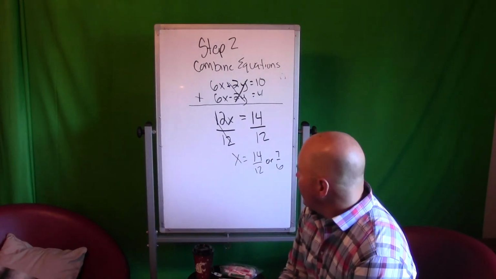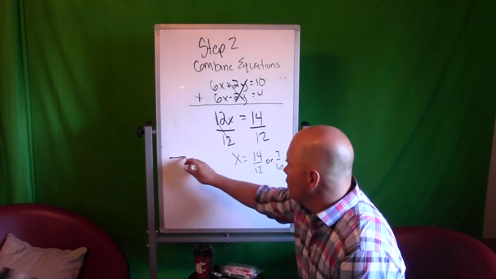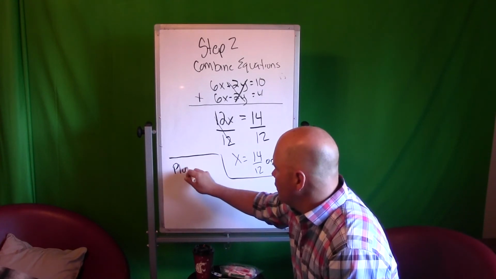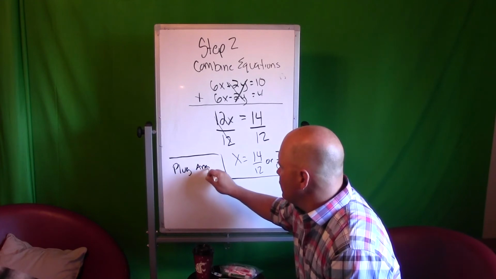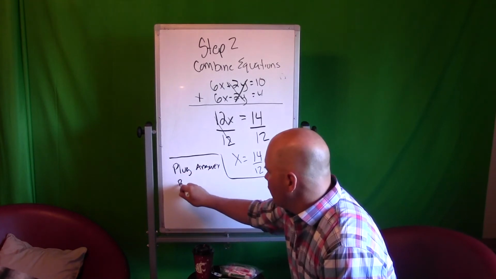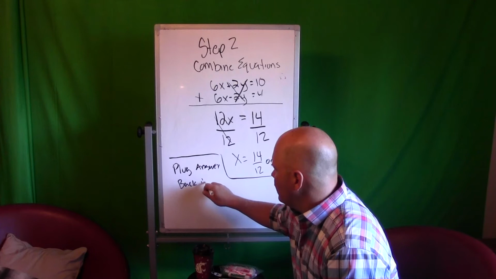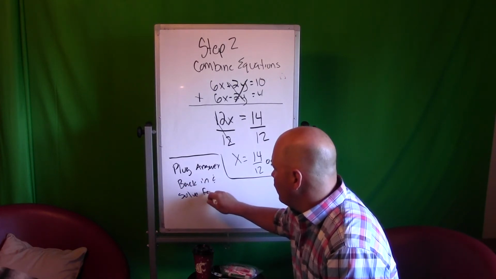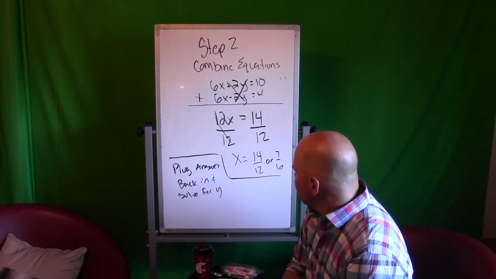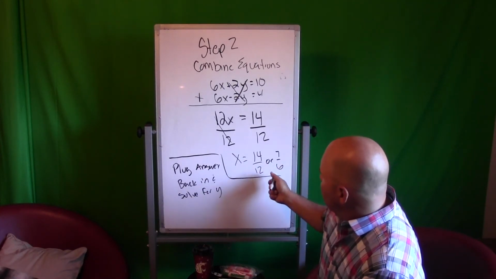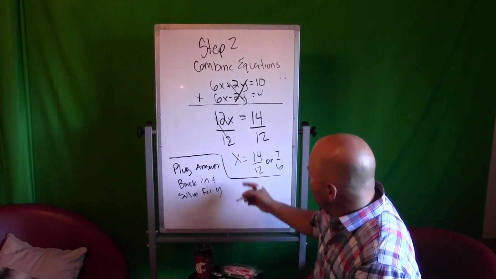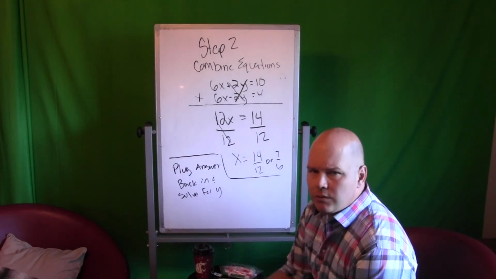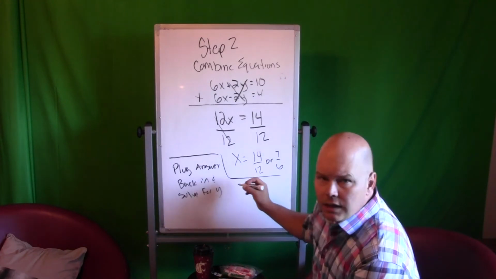Okay? The final step, just like before, is plug your answer back in and solve for y. Okay, so in this case I would take my x and plug it back into one of my two equations. And this gets a little more complicated. It's not as simple as it is when you have one in slope form.